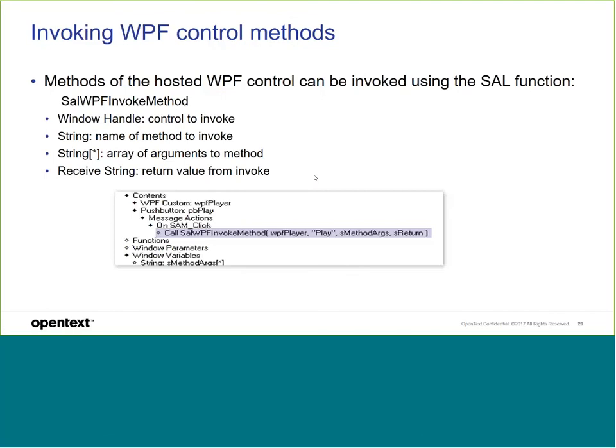You can invoke WPF control methods, so you basically need the documentation of a WPF control to know the name of the methods. In that function SalWPFInvokeMethod, you pass in the name of the WPF control, then the method name, and then an array of arguments and an sReturn where you can receive a return message. So this is the way how you invoke the WPF control methods.